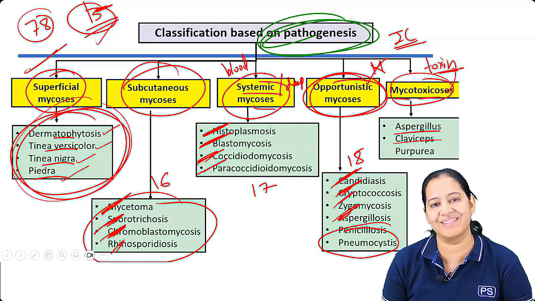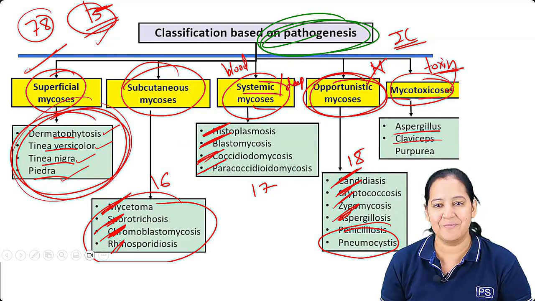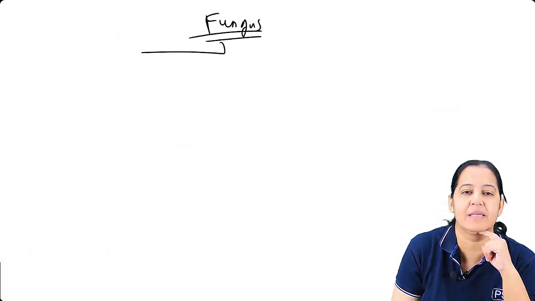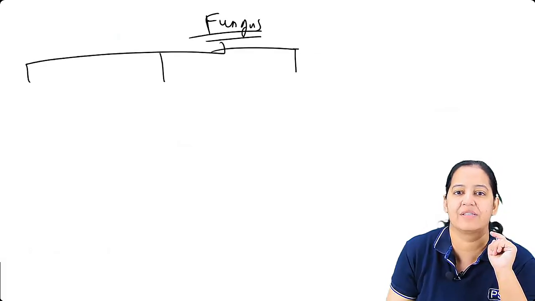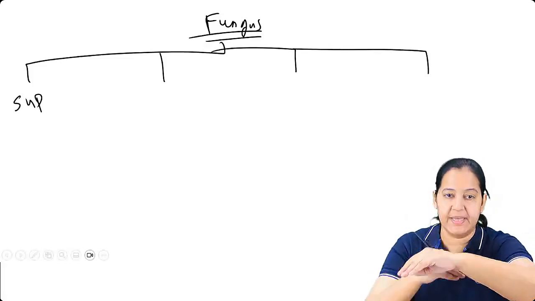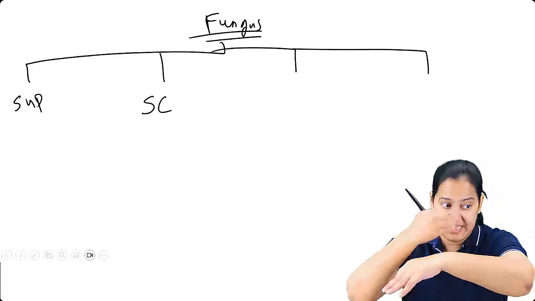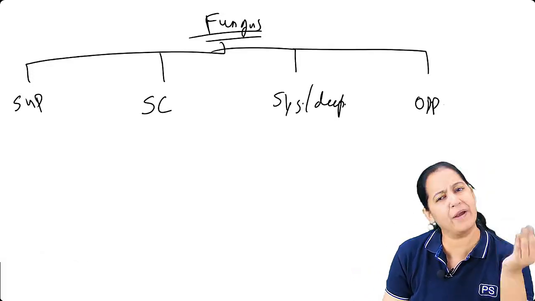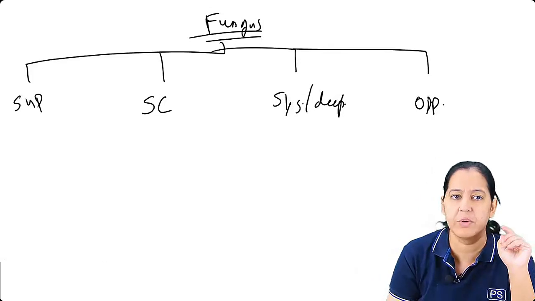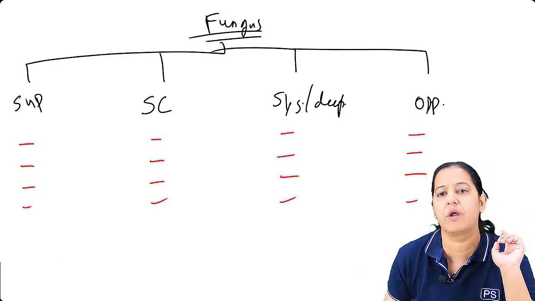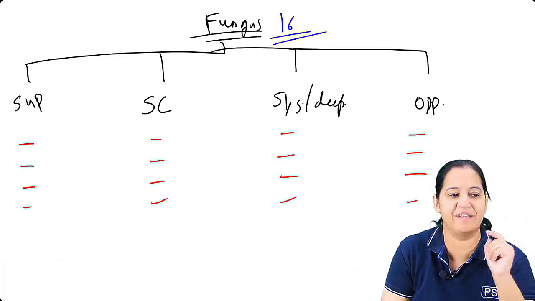How many of you got it? Any problem in understanding? So can you help me with the classification once? The classification of the fungus based on diseases, the pathogenesis. So learn the four categories first. The first category is the superficial. Below superficial comes subcutaneous. Below that comes systemic or deep. And last is opportunistic. Mycotoxicosis is not important, you can remove it also. So tell me, 1, 2, 3, 4 in each: the 16 fungus in your syllabus, which I have compacted on 4 pages.